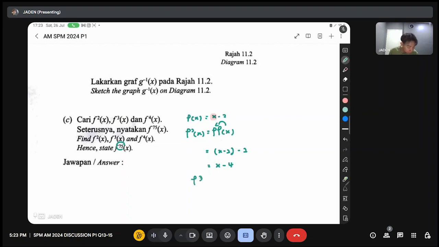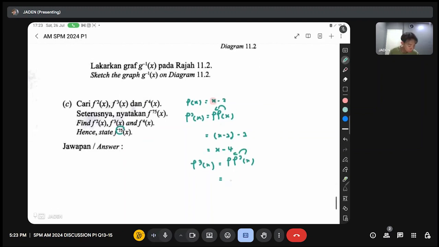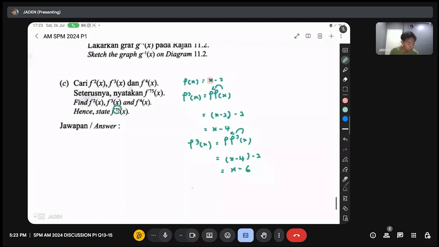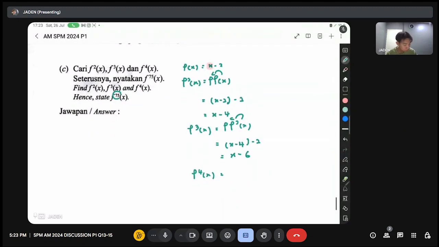Now f³(x) means f and then f². So that will be f² put into the original f, and that will be (x − 4), and then you minus 2 again, you get x − 6. Let's go with f⁴. Okay, f⁴ means f³. So you want to put f³ into f, and that will be (x − 6) − 2. So x − 6 − 2, you get x − 8.